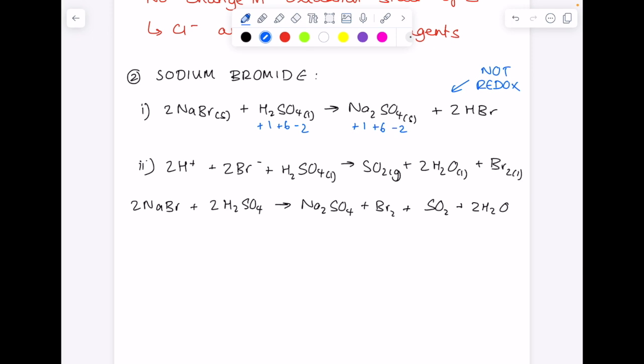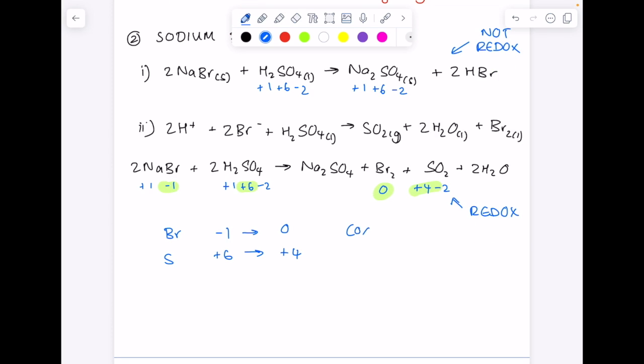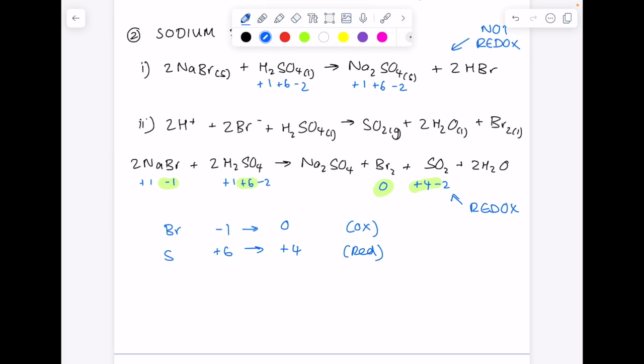But if we look down here, I'm just going to grab my highlighter. We can see that sulfur's gone from +6 over here to +4 over here, which means that reduction's taken place. The bromine's gone from -1 over here to 0 here, so that means oxidation has taken place, and therefore we can say that this is a redox reaction. Really spelling this out. So that is oxidation, this is reduction. In terms of observations that take place, we produce Br2, so we will see a brown liquid.